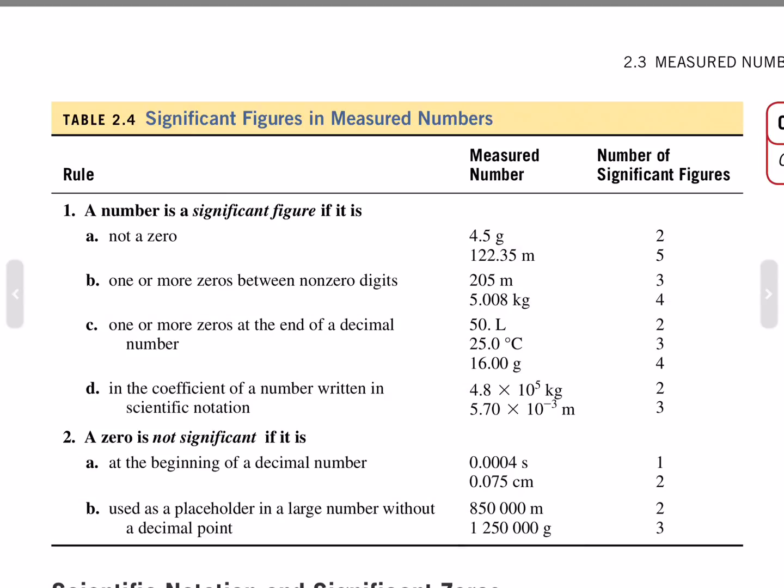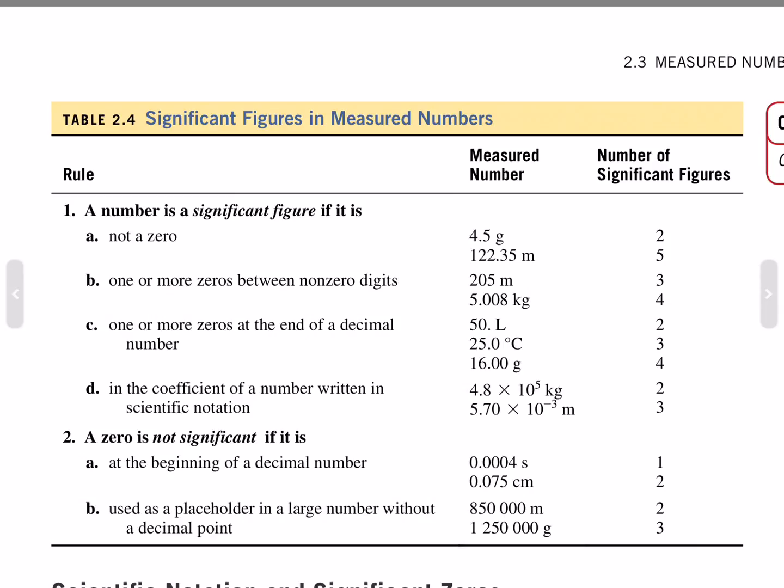So 2.205 meters is four significant digits. A number is a significant figure if it is one or more zeros at the end of a decimal number. So 50.0 is three significant digits. 25.0 is three significant digits.